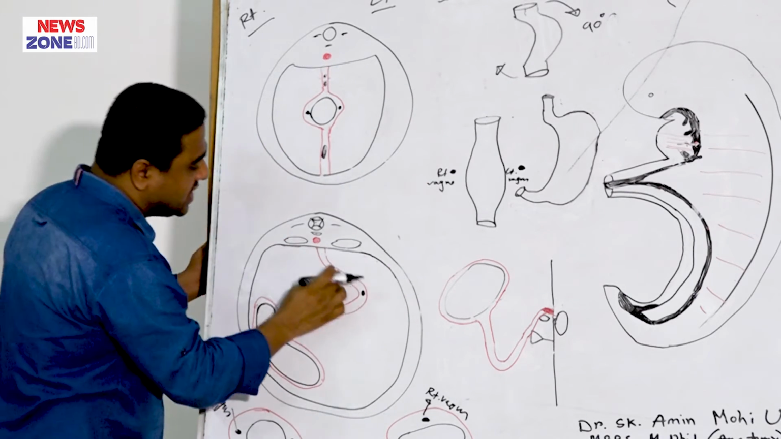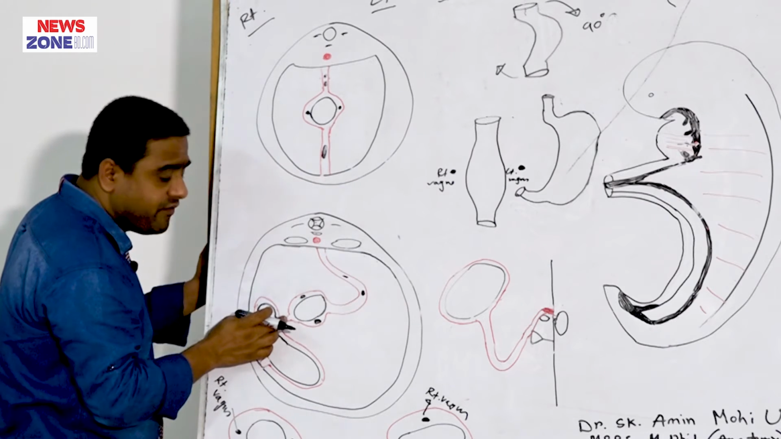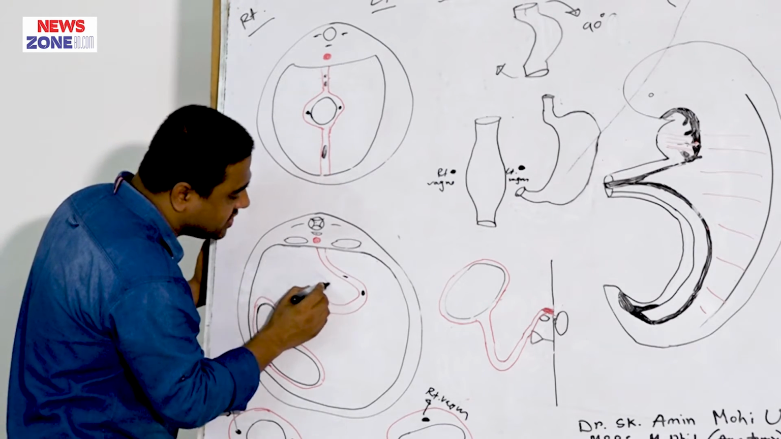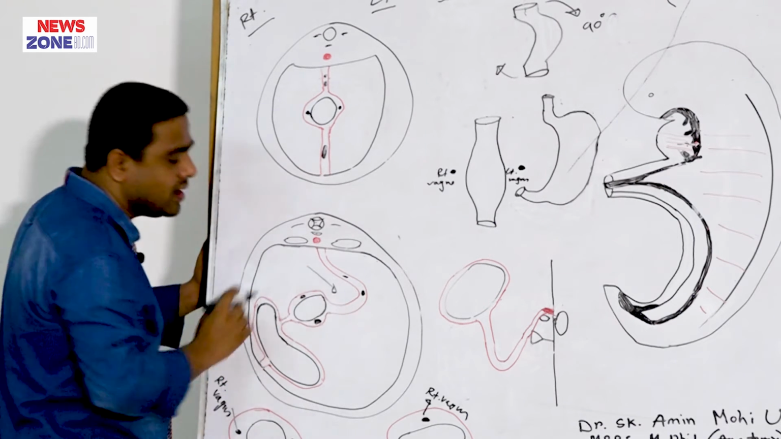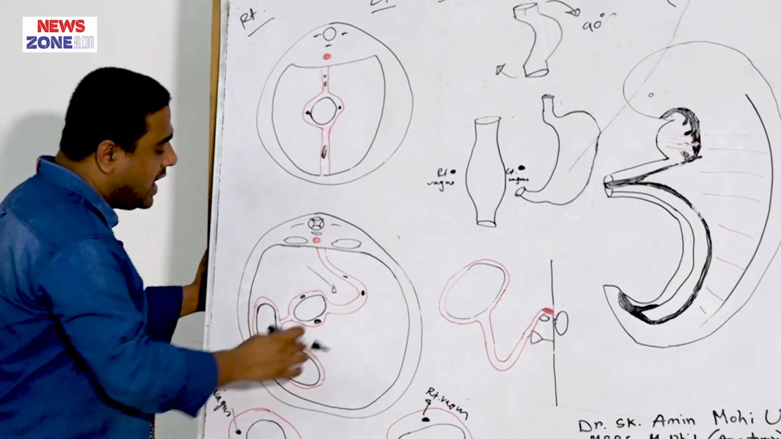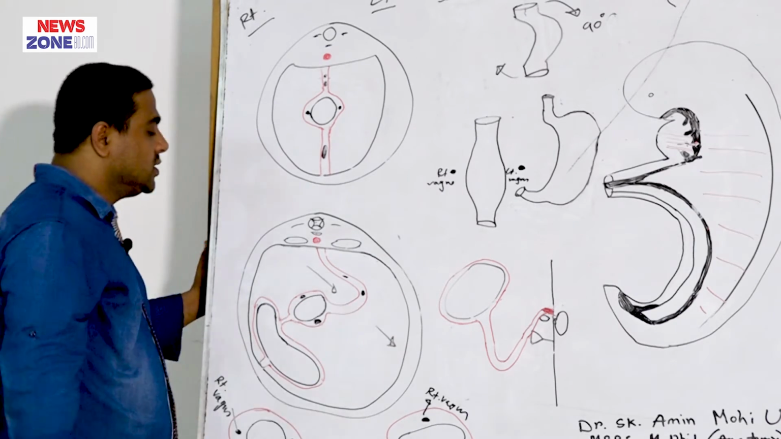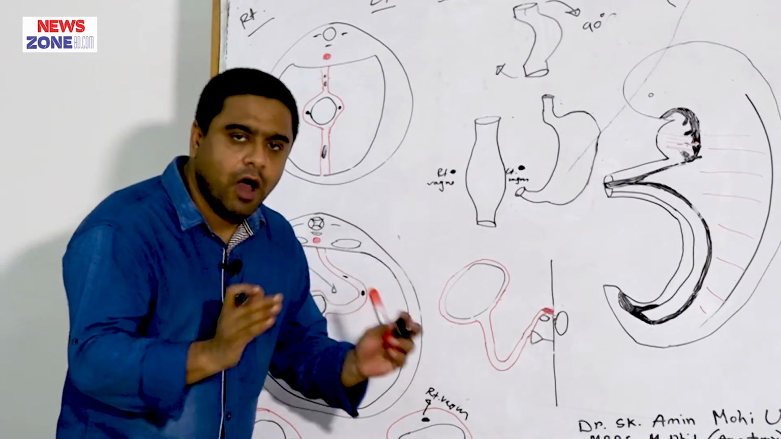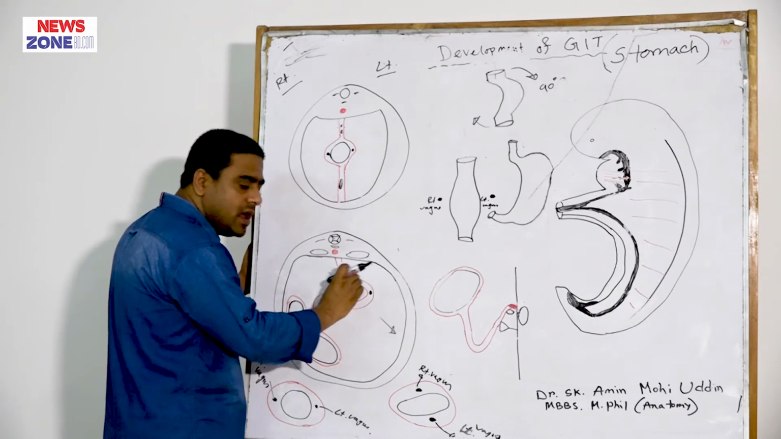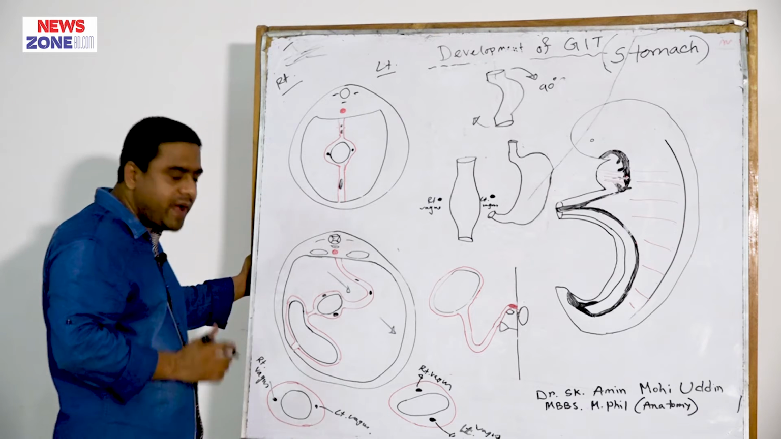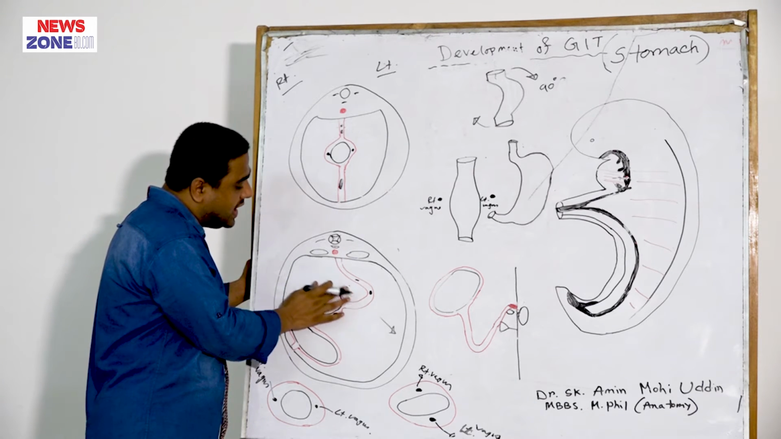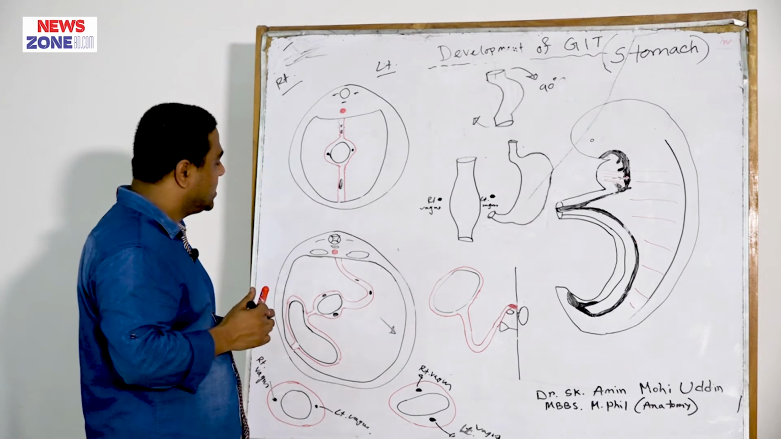When the dorsal mesogastrium is shifted to the left side, the ventral mesentery also shifts to the right side, and there is a space created behind the stomach, and this space is known as the omental bursa or lesser sac, and this is known as the greater sac. So the omental bursa forms when the dorsal mesogastrium shifts to the left side together with the rotation of the stomach. It creates a space just behind the stomach. It is known as the omental bursa or lesser sac.